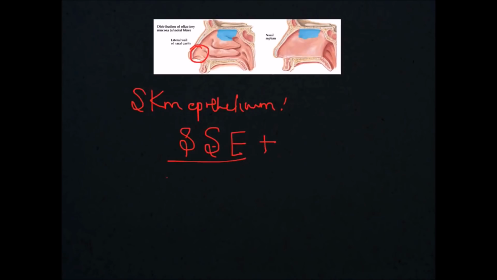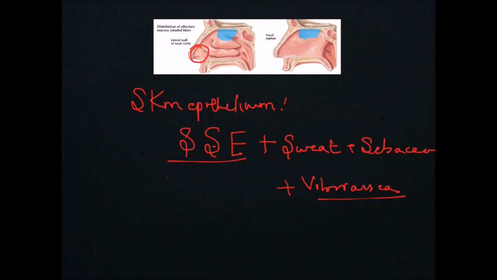Plus, as we all know, in the skin there is the presence of sweat glands, sebaceous glands, and hair follicles. The hair follicles are very fine, so they are termed vibrissae. I hope everything is clear. So the anterior inferior quadrant is a continuation of the skin epithelium, made up of stratified squamous epithelium. Along with it, it has sweat glands, sebaceous glands, and vibrissae, the fine hair-like structures.